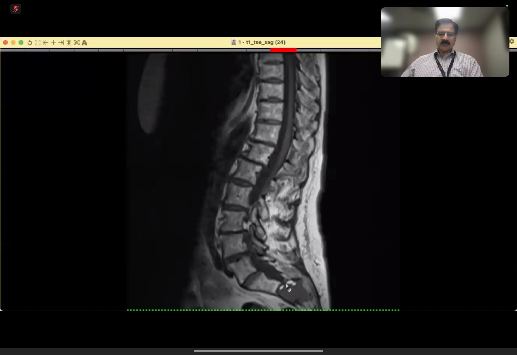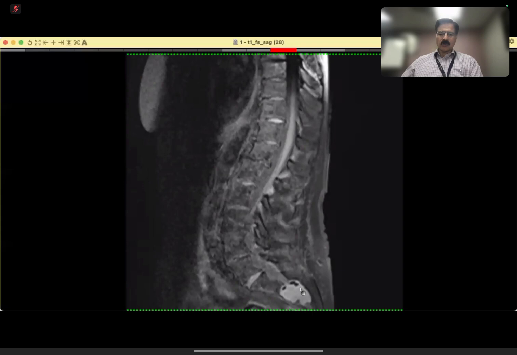And you can see that these are three fat droplets, and on a fat saturated sequence, this is a T1 fat saturated sequence, it shows signal dropout. So that is the key message from this case. So please remember, ruptured dermoid causes chemical meningitis, and it can have its own morbidity and etc. Sometimes it is just asymptomatic, doesn't cause anything.